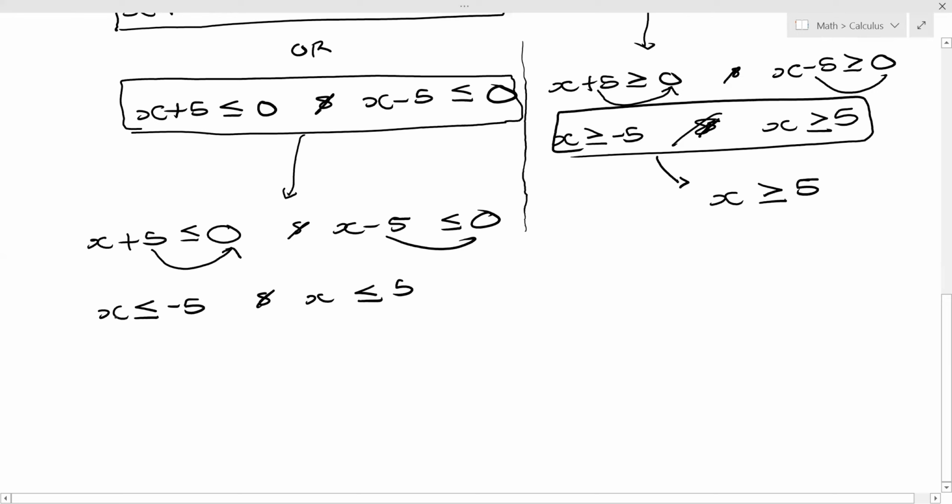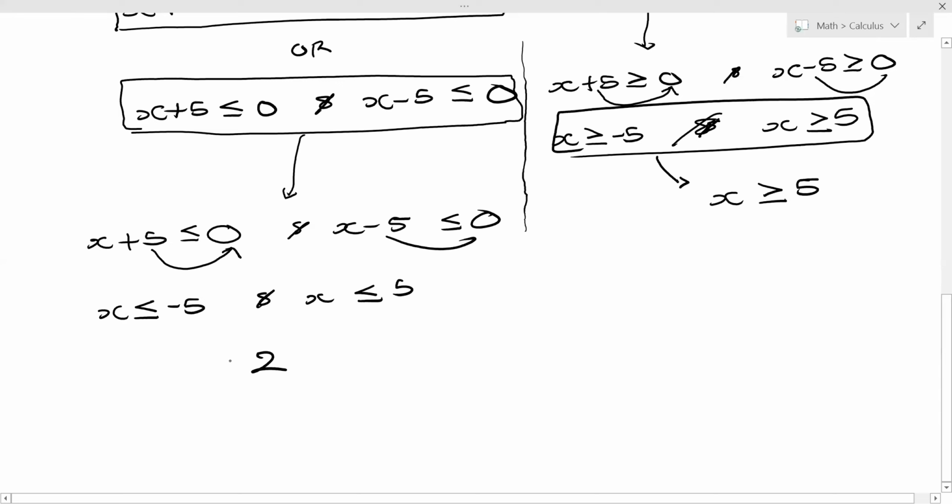If we have x is less than or equal to -5 and at the same time it's less than or equal to 5, so it's definitely a value that is less than or equal to -5. Because let's assume you pick a number like 2. 2 satisfies x is less than or equal to 5, but it doesn't satisfy x is less than or equal to -5.